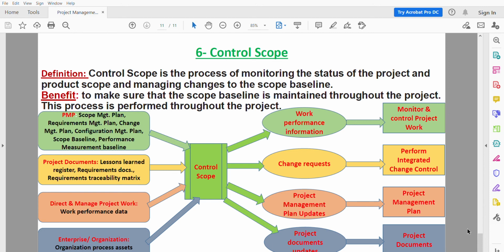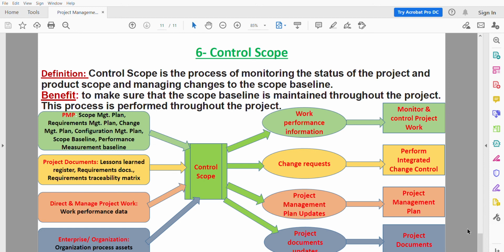and the change request. The analysis of project performance may result in change requests to the scope and components of the project management plan. Change requests are processed for review and disposition through the Perform Integrated Change Control process. And the next output of this process is the project management plan updates.